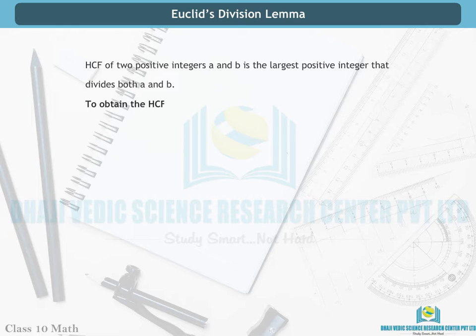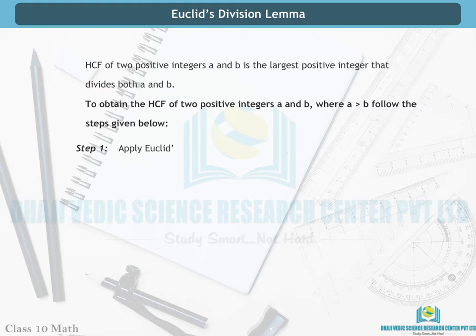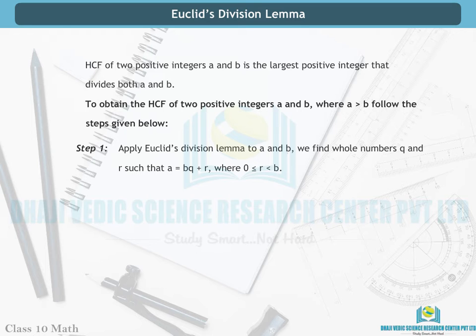To obtain the HCF of two positive integers a and b, where a is greater than b, follow the steps given below. Step 1. Apply Euclid's division lemma to a and b. We find whole numbers q and r such that a = bq + r, where r is greater than or equal to 0 but less than b.